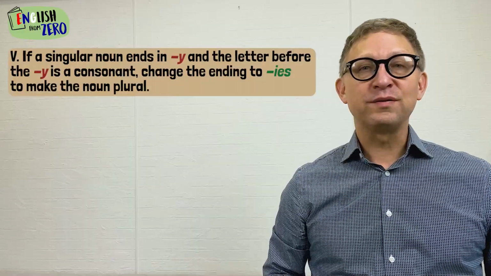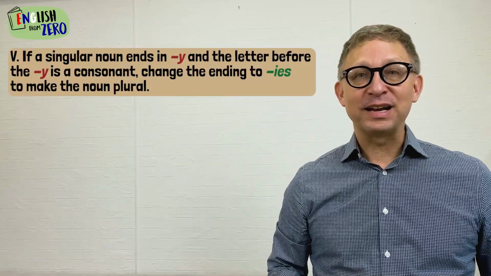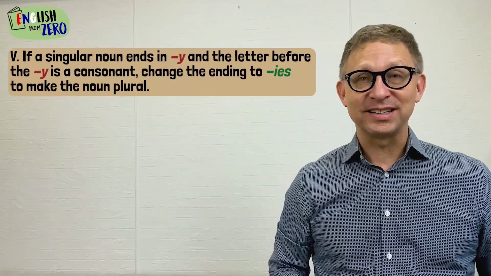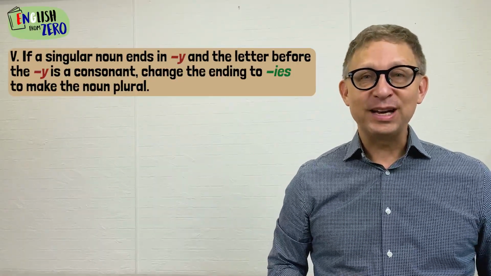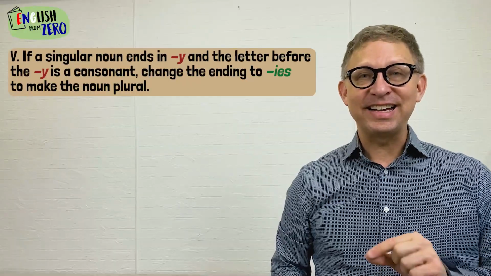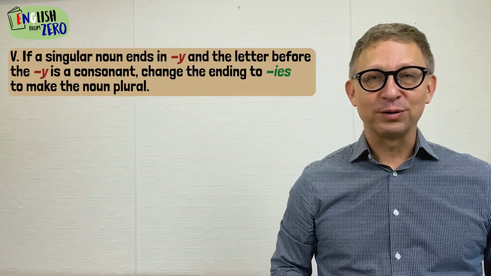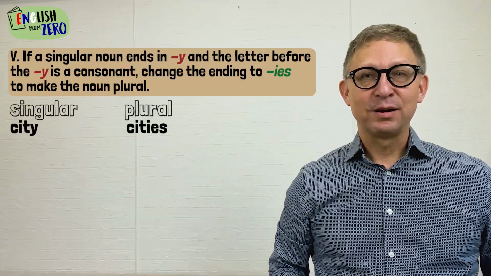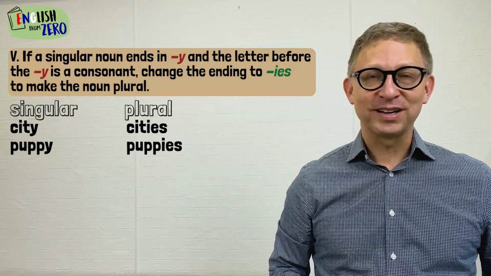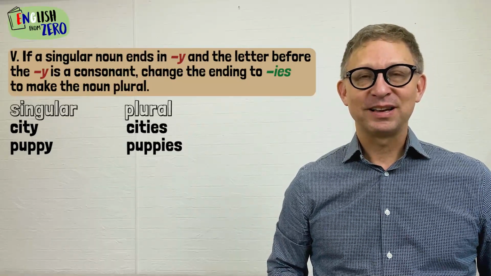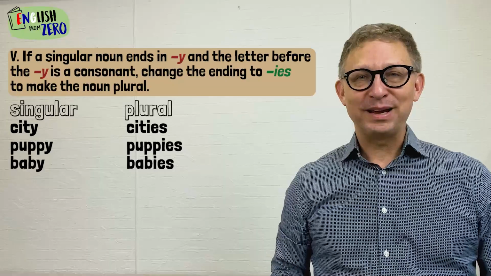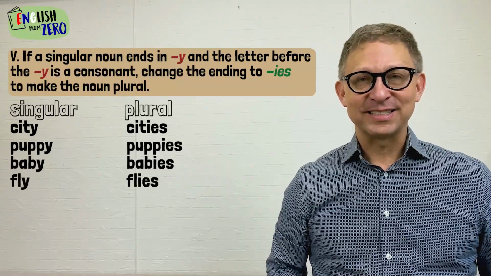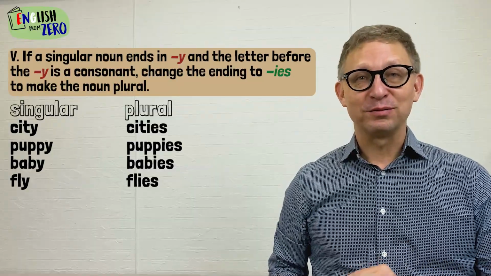The 5th rule is as follows. If a singular noun ends in Y and the letter before the Y is a consonant, not a vowel, change the ending to IES to form the plural noun. So city becomes cities. Puppy, a small dog, becomes puppies. Baby, babies. Fly, flies. Remember, that's the noun and not the verb.